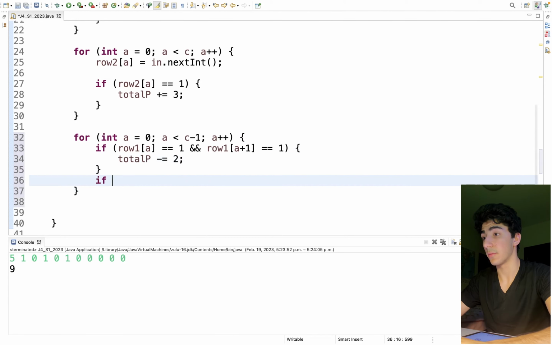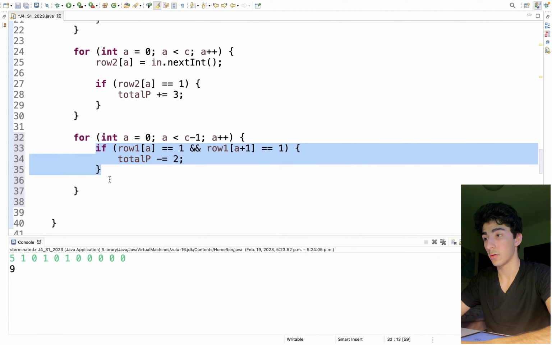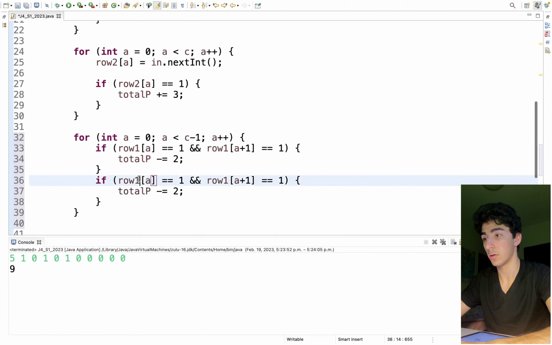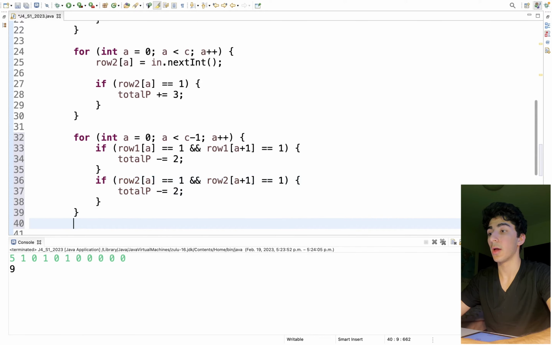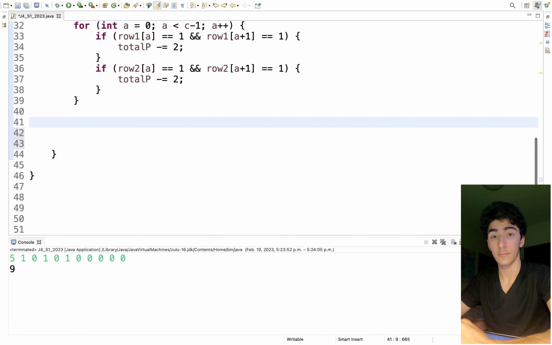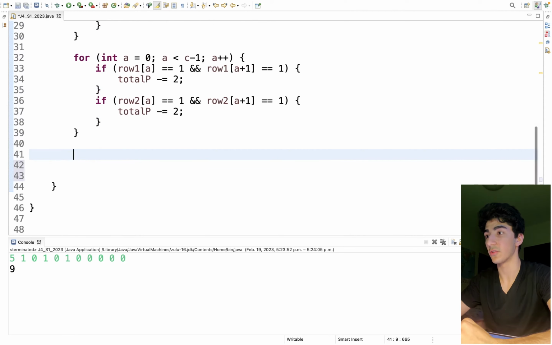And the exact same is held for the second row. So we'll just copy paste this right there. Boom and boom. And now it is time for the vertical sides that are touching.